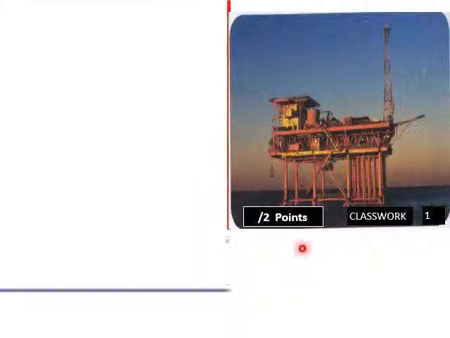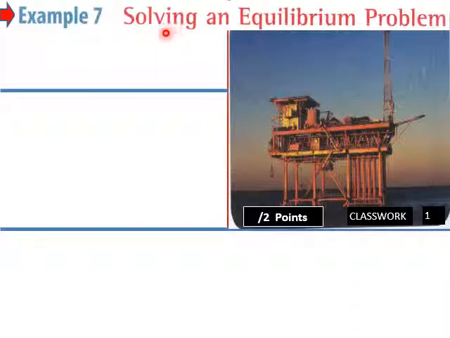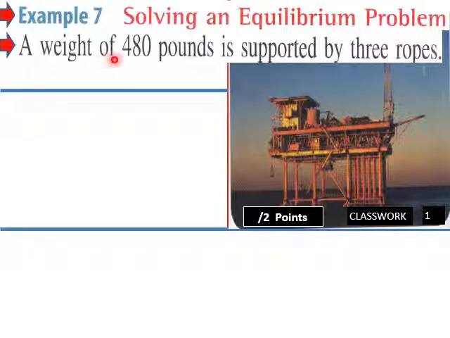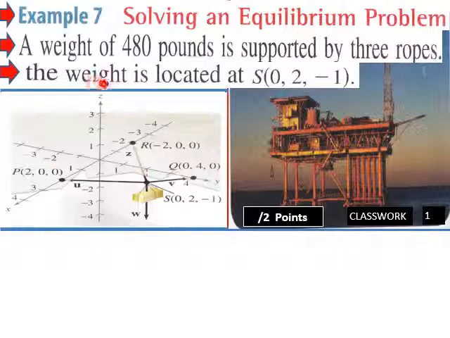Now we're going to go right into example 7, solving an equilibrium problem. A weight of 480 pounds is supported by 3 ropes. The weight is located at S. Here is your weight right here, here is point S right there, at 3, 2, and -1. So this would be a 3D coordinate system here.